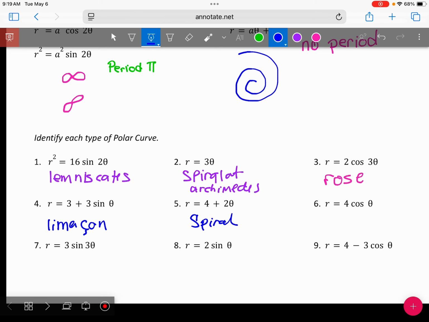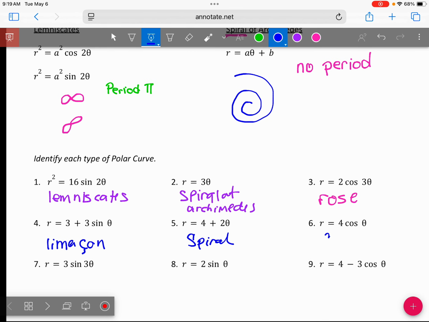Because it doesn't have a trig function. How about number 6? Circle. That one's going to be a circle, because we don't have a number inside the trig function. So look at the difference between 3 and 6. So 3 is a rose, 6 is a circle.